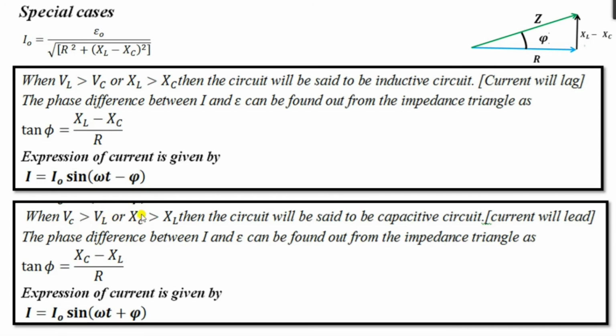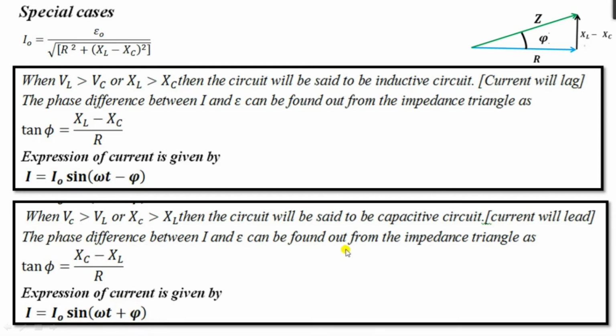When the voltage across the capacitor is greater than the voltage across the inductor, XC will be greater than XL, and the circuit will be called a capacitive circuit, and in a capacitive circuit we know current leads the voltage. Again the phase difference can be found using the impedance triangle, that is tan phi is equal to, this time we'll write XC minus XL, because XC is greater than XL, by R. The expression of the current is I is equal to I naught sin omega t, and since in a capacitive circuit current is ahead of voltage, we have to write plus phi.